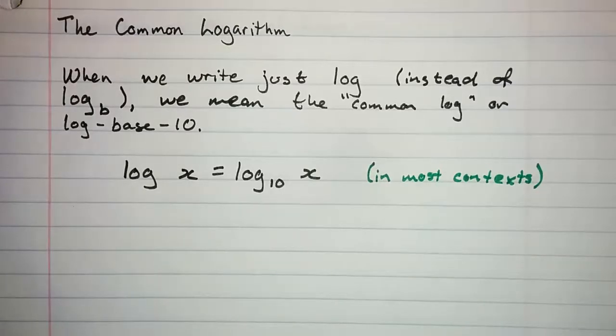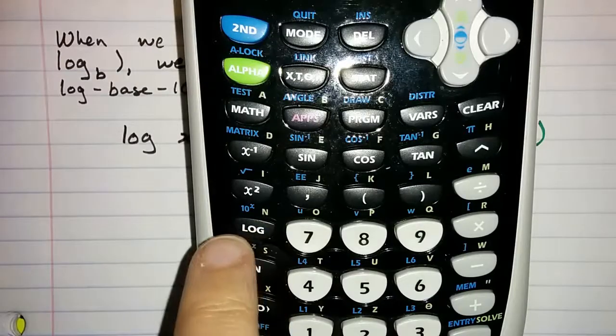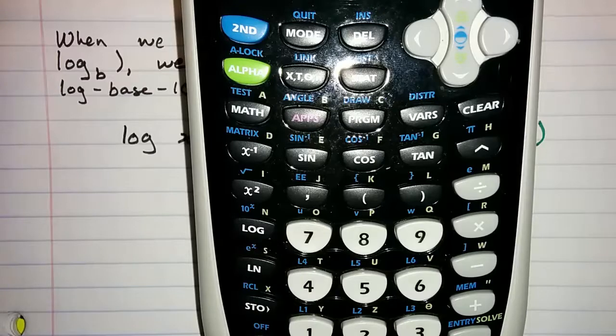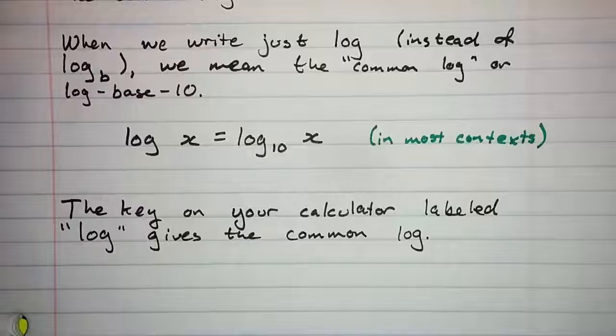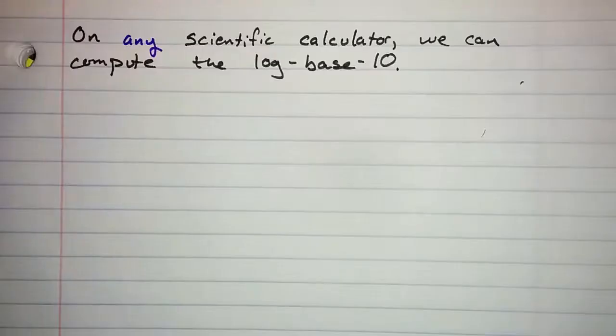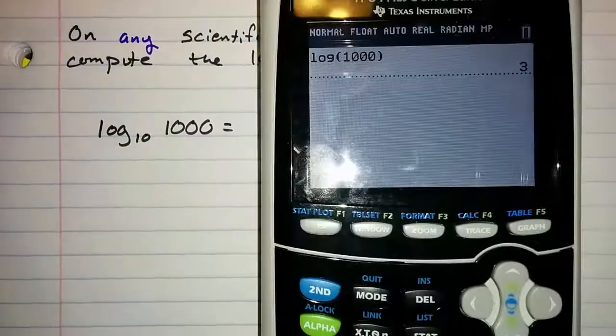Now, why are we mentioning this? If you look at the keys on your calculator, you'll see that one of them, right here, is labeled just log. That key gives you the common log. Why is that nice? Because on every calculator, we can compute the log base 10. We can do it for nice numbers, like the log of 1,000 is 3.